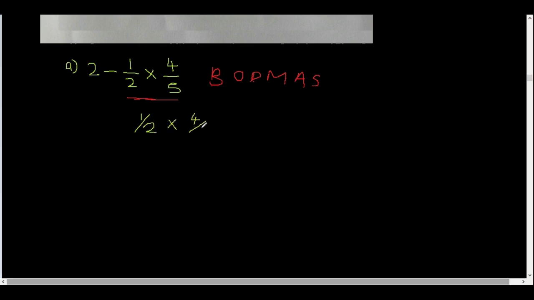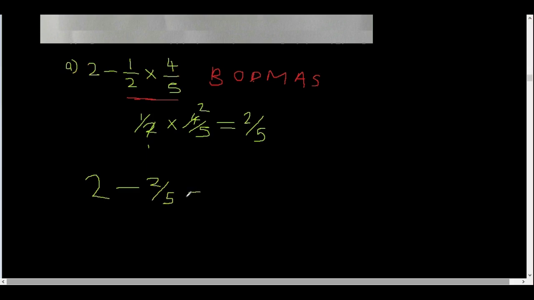Multiplying 1/2 and 4/5. 2 into 2, that's 1. 2 into 4, that's 2. Then we get 2/5. Then we continue the operation. 2 minus 2/5.